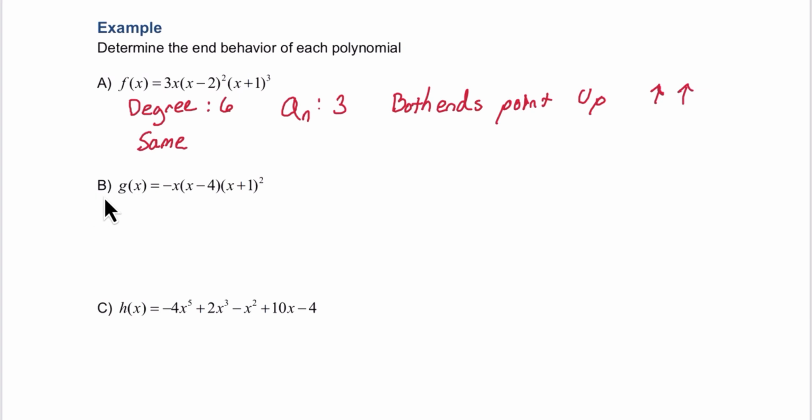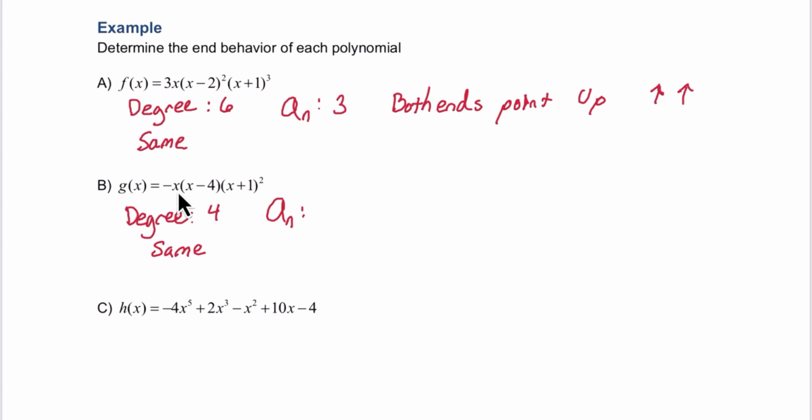In example B, we have function g. Again, this one is in factored form, so to find the degree, we would have 2, 3, and 4. This is a 4th-degree polynomial. And since it's an even degree, we can say that the same thing is happening. Either they're both pointing up or they're both pointing down. We won't know the difference until we look at a sub n, the leading coefficient.